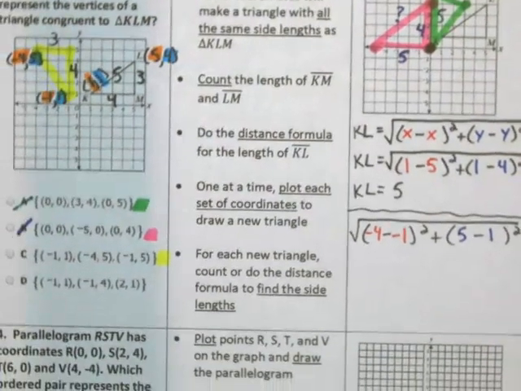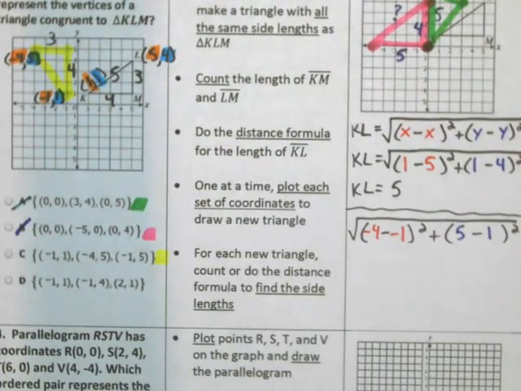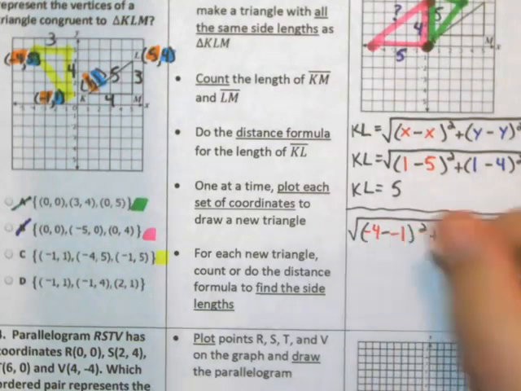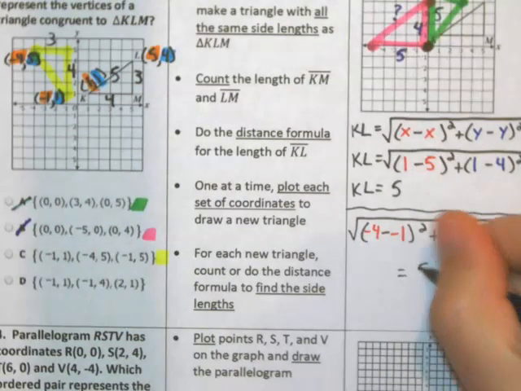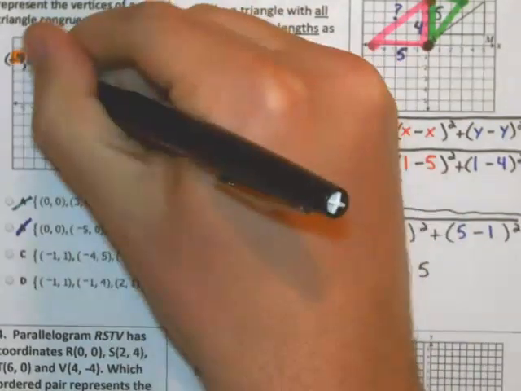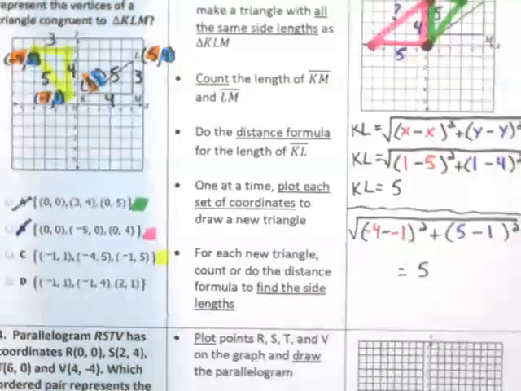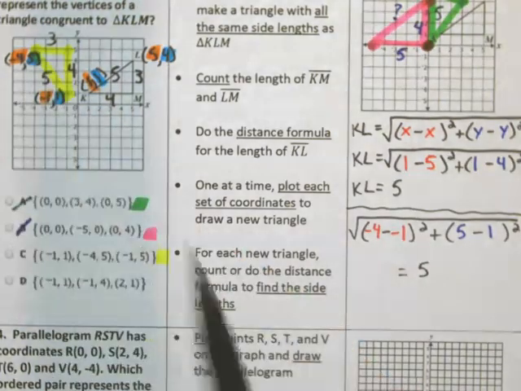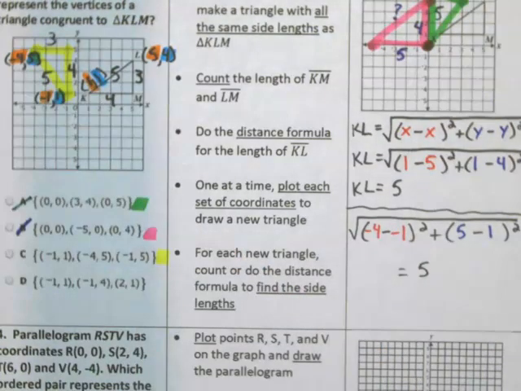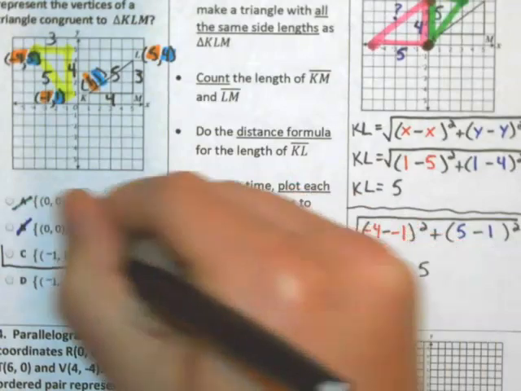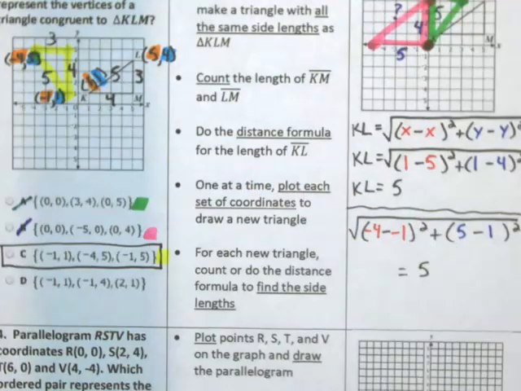Once again, I'm going to simplify all of this on my calculator, and you can use Desmos. And what you should get is 5. So that means the last side of that yellow triangle is 5. We've got 3, 4, and 5 as all the side lengths, same as the original KLM. And that's going to make choice C, that third set of coordinates, our answer.